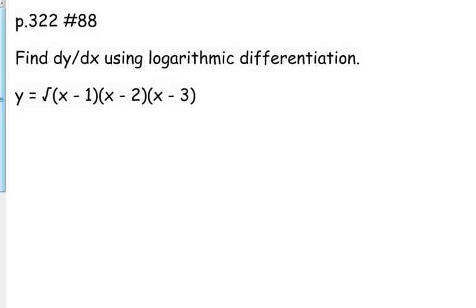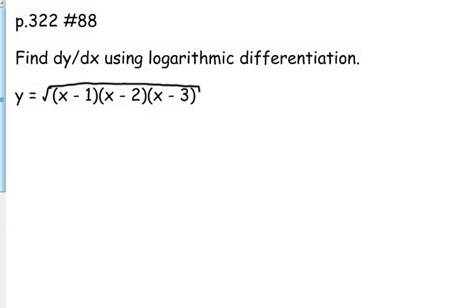Let's find this derivative using logarithmic differentiation. Now, check out what's going on with this one. We have the square root of three binomials multiplied by each other. So, if we were to do this without logarithmic differentiation, we're looking at the chain rule with the square root, and then we're looking at the product rule with three terms. You want to talk about a nightmare, okay? Not fun. But with logarithmic differentiation, we can split this up, and it's going to make life a lot easier.